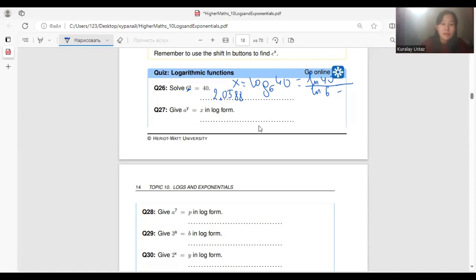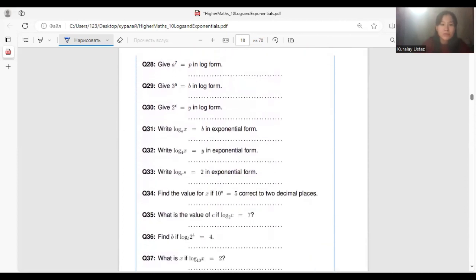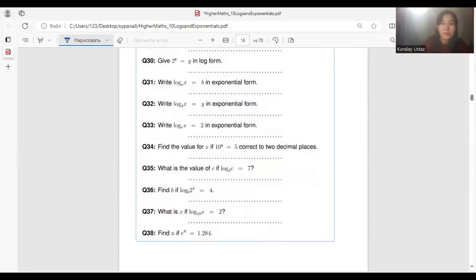Let's do, given this, we need to write it in logarithm form. What does it mean? We use logarithms when we are trying to find the power. So y equals a to the power x, where a is the base. That's all. Let's continue. Questions 28, 29, 30 are similar. So let's do 31. Here you need to write it in exponential form. That means b is the power and this one is the base. So a to the power b equals x. That's all.